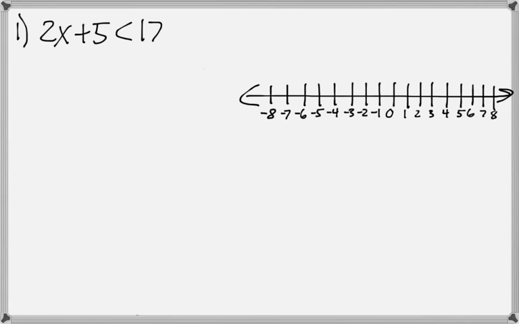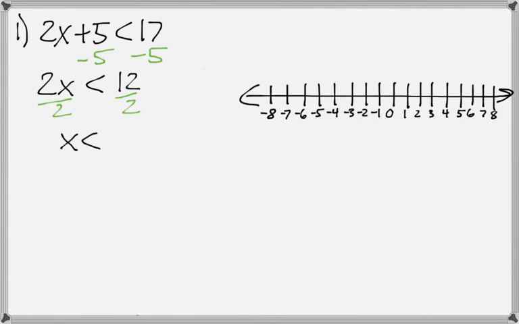We have a lot of work that we need to do here. If I subtract 5 from both sides, again, it's basically just like an equation. I have 2x is less than 12. And if I divide both sides by 2, then x is less than 6. So I've solved my inequality. Now I need to graph this on the number line.